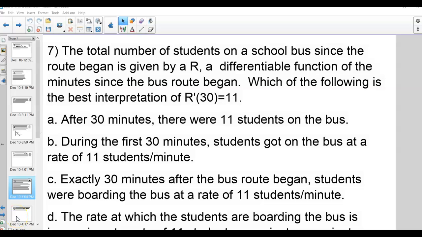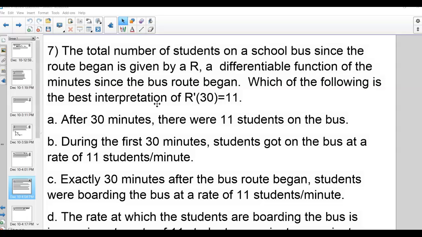These are questions that we did not yet go over in class, so we are going to look at those now. The number 7, we skipped over this because we were running out of time. It says the total number of students on a school bus since the route began is given by R, a differentiable function of the minutes since the bus route began. Which of the following is the best interpretation of R prime of 30?